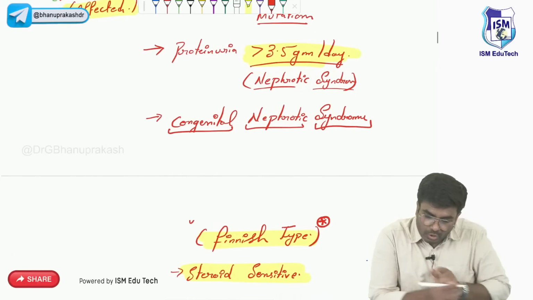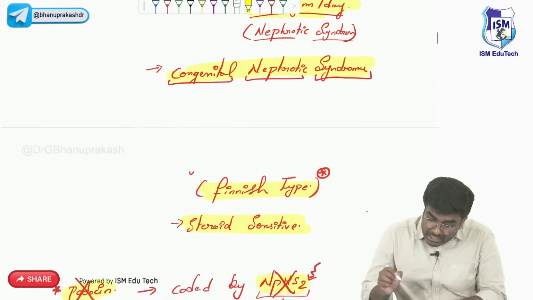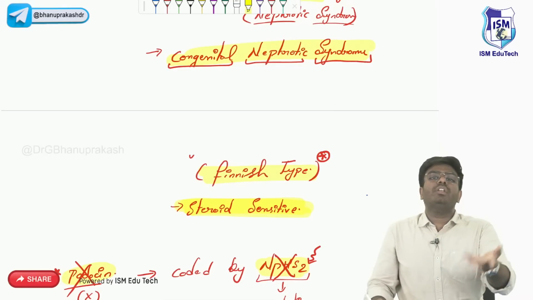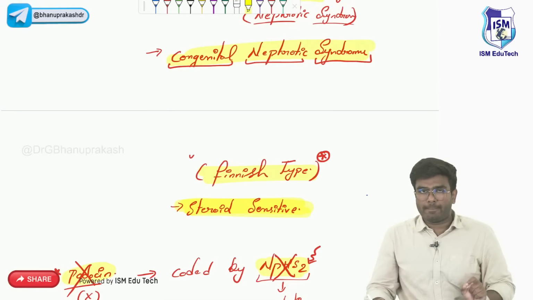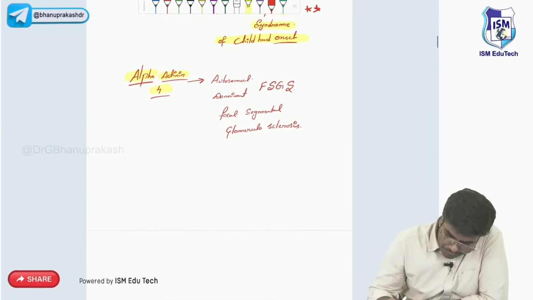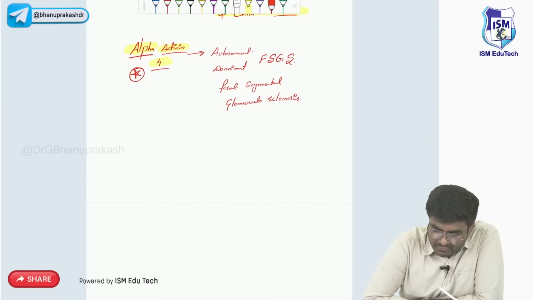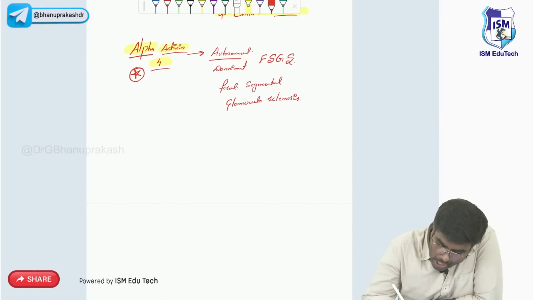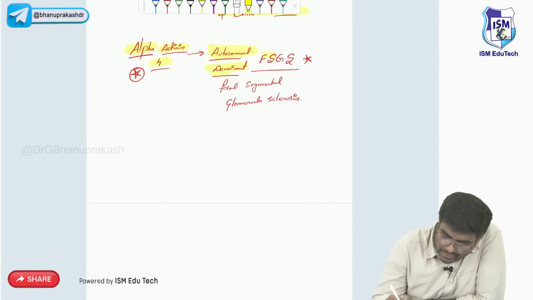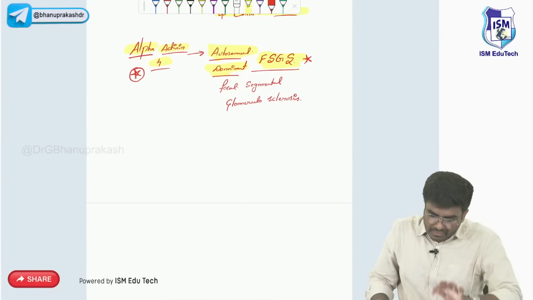But congenital nephrotic syndrome, please concentrate, is actually steroid sensitive. You can actually treat it with steroids. So, steroid sensitive congenital nephrotic syndrome is because of the deficiency of nephrin. Don't forget. And the last MCQ which I want you to know is alpha actinin 4. Whenever it is defective, it causes a nephrotic syndrome called autosomal dominant FSGS, focal segmental glomerulosclerosis. So, autosomal dominant FSGS is because of the deficiency of alpha actinin 4, which is also a slit diaphragm protein.